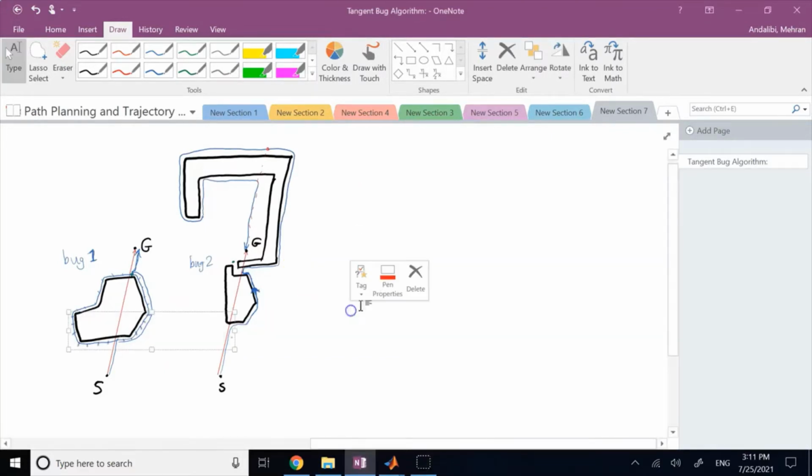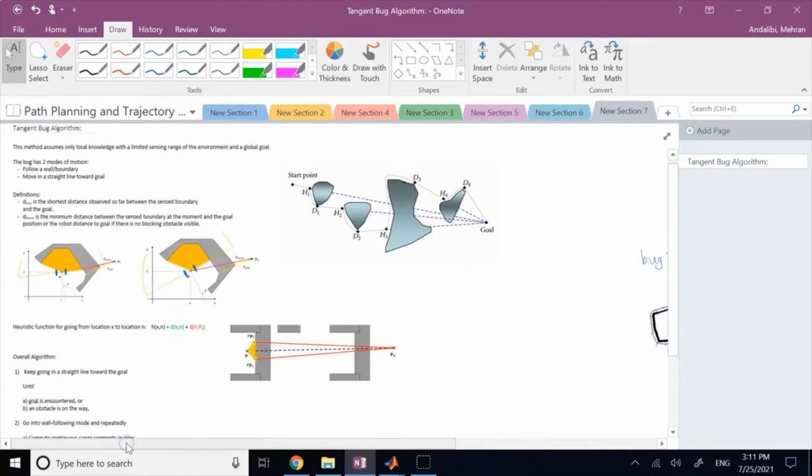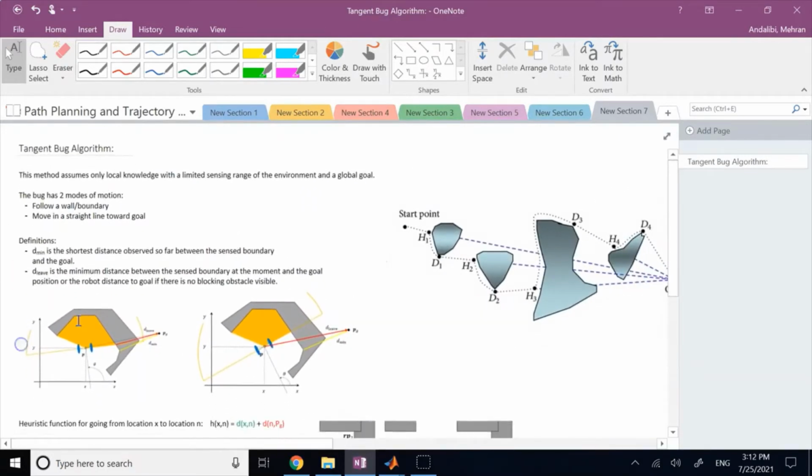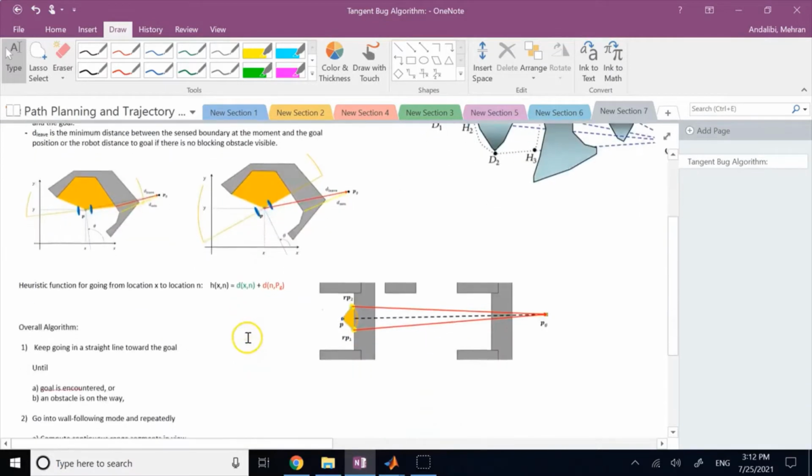Okay, now what is tangent bug? Tangent bug tries to be a little bit smarter and also uses a range sensing device. So here, if we go back, and I added some more pictures to illustrate that better, what this method does is, first of all, it has a function to minimize, and it is very similar, or I would say to a good extent identical, to what you had in A star.